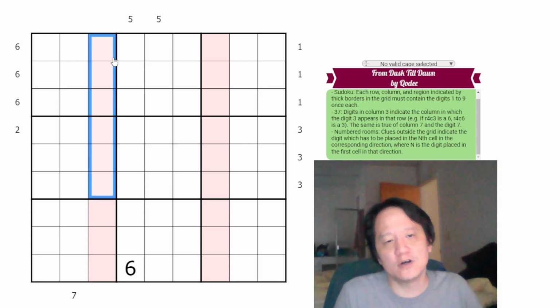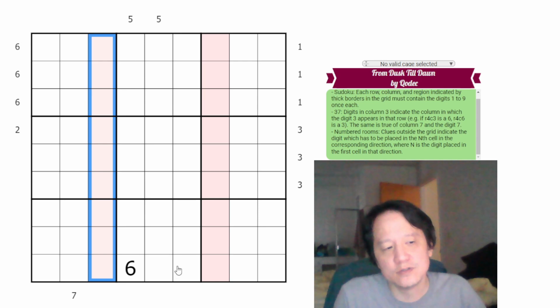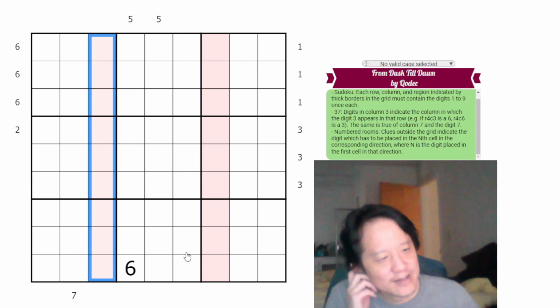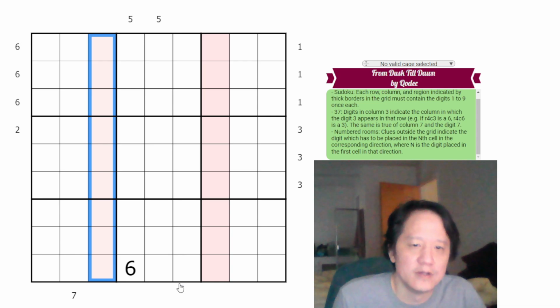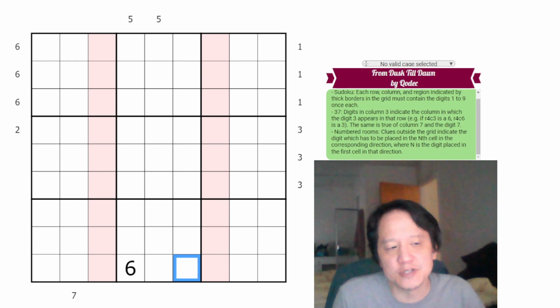So this column means the 3s are in a different. Wait, no, that didn't make any sense. It just means this cannot be 3 or 7 because 6 cannot be here and 6 cannot be here. So the 3 and 7 cannot be in this position.